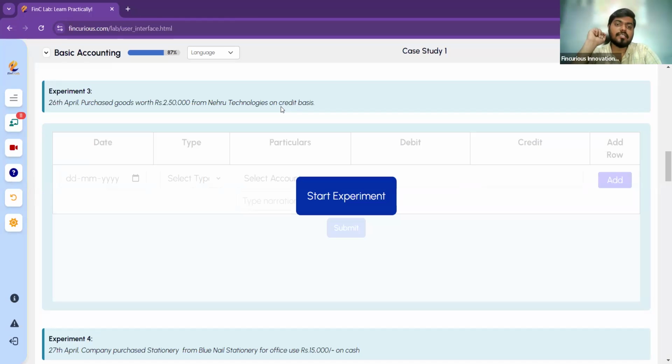But in this case, what is happening? They're clearly telling on credit basis. Who is giving credit? Nehru Technologies is giving credit. Who is Nehru Technologies for us? He is a liability. That company is a liability from this company's point of view. So Nehru Technologies being a liability, increasing or decreasing? Liability increasing. If the liability increases, we need to credit it. So purchases account debit to Nehru Technologies account. So let us start the experiment.